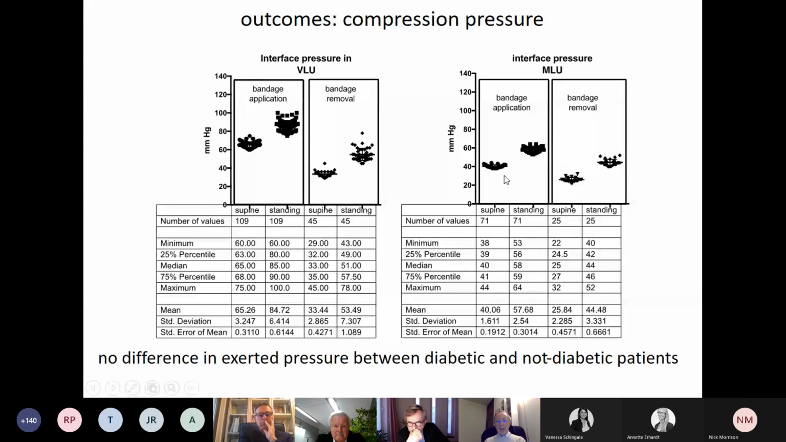So we exerted the pressure just according to the presence of arterial disease, independently of the presence of diabetes.